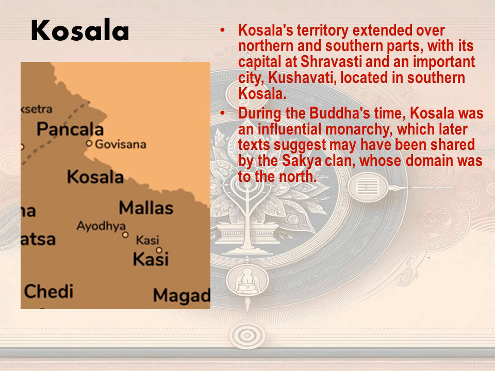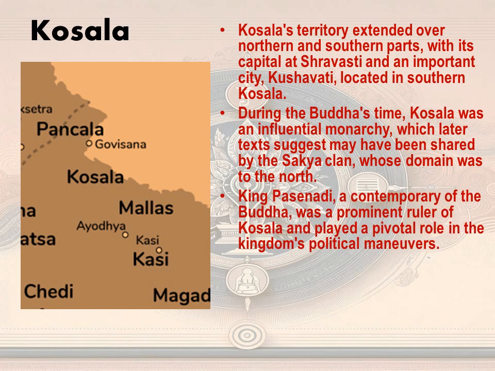During Buddha's time, Kosala was an influential monarchy which later texts suggest may have been shared by the Shakya clan, whose domain was to the north. So Kosala was very influential when Buddha was at power, when Buddha was spreading his messages throughout the Indian subcontinent. At that time, it has been speculated that the Shakya clan used to govern over the northern part of Kosala.